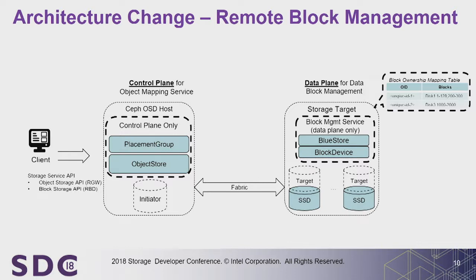And the key part here is the notion of the block ownership mapping table. Given an object ID, how do you correlate where the data blocks are? Now, this is nothing new. BlueStore already does all of this. It's just a matter of where you're running BlueStore: on the host versus the remote target.